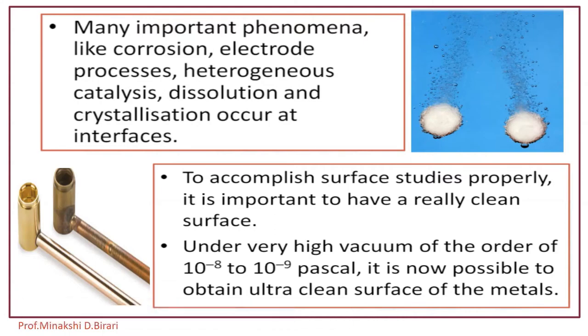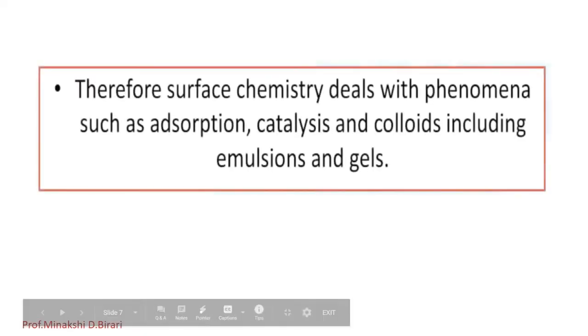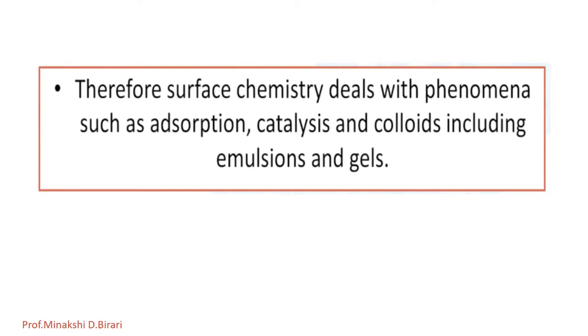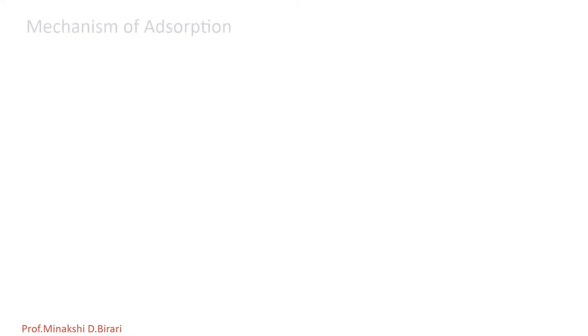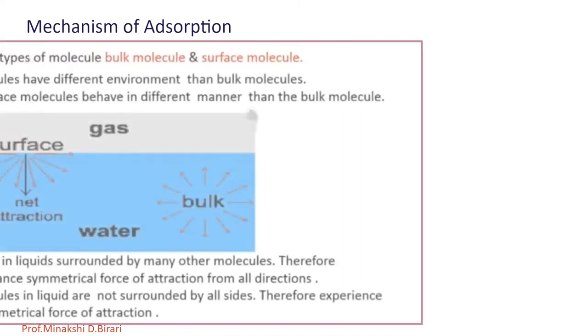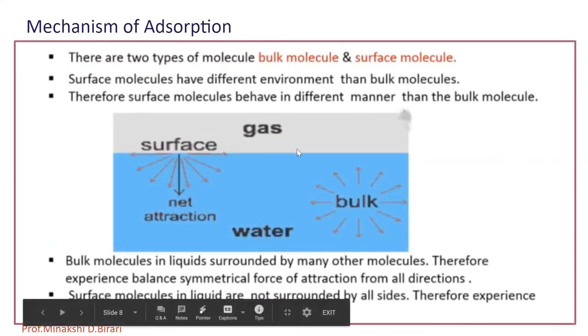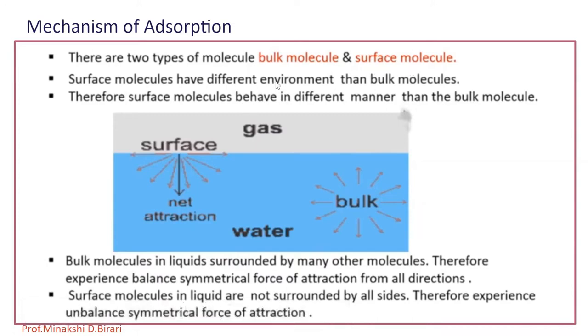So this chapter deals with some important features of surface chemistry such as adsorption, catalysis, and colloids, including sols, emulsions, and gels. So let's see in detail about adsorption, the mechanism of adsorption, and also the examples of adsorption. There are two types of molecules, bulk molecules and surface molecules. Surface molecules have a different environment than bulk molecules. Therefore, surface molecules behave in a different manner than the bulk molecules.